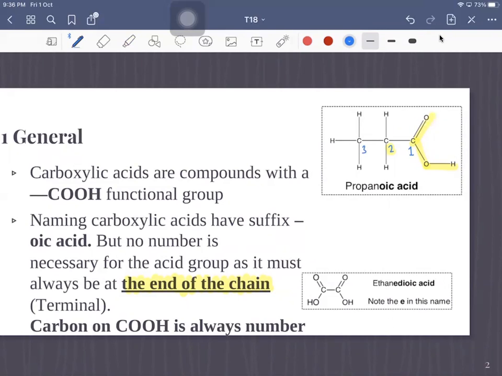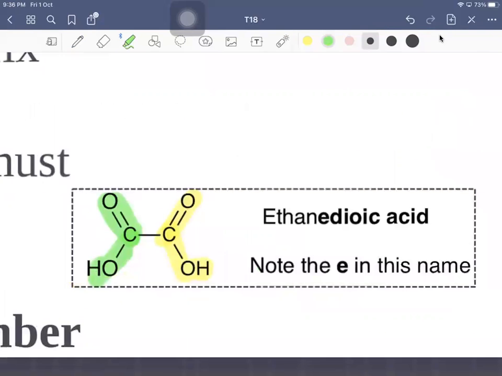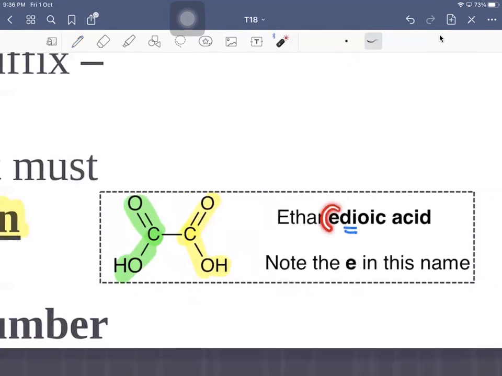Here is an example of when you have 2 carboxylic acid groups. There's one on the left, COOH, and another one on the right. This is called a dioic acid. The reason that it's called "di" is because there are 2 of them, and "oic acid" is the standard naming system of the carboxylic acid. And since there are 2 carbons, it's ethanedioic acid. So just be careful with the naming.